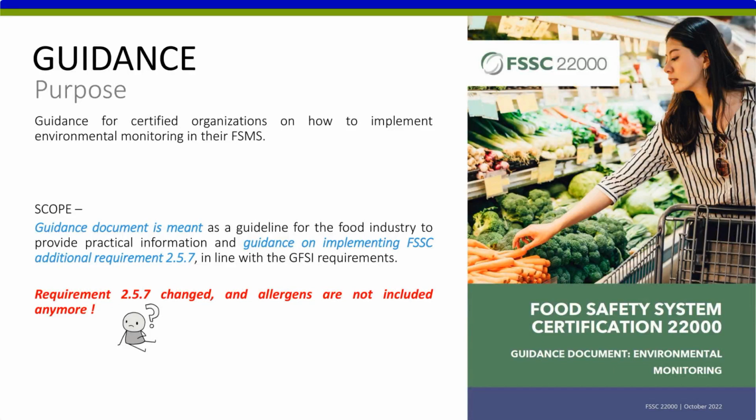I'm coming back again to the scope of this guidance document, because in this guidance document they are saying that the complete guidance document is focused on the microbiological environmental monitoring, like it is defined in the GFSI, which is okay, it is in line with the GFSI. But in requirement 257, this requirement still remains from November 2020, where they say the allergens also need a monitoring program. So allergens are there again, and then we need to also control them.